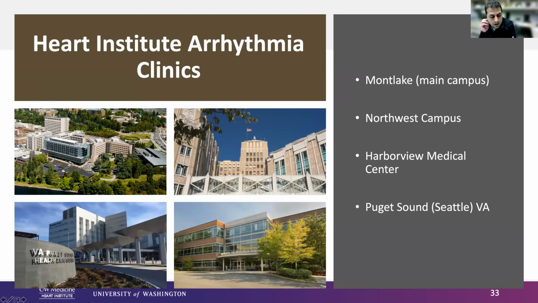Our AFib clinics are available across campus. Our main clinic is at University Hospital in Montlake, the main UW campus. But we also have cardiac electrophysiologists that can provide AFib care and consultation at Harborview Medical Center, at our Northwest Hospital campus, and also at the Puget Sound VA or Seattle VA, who are experts and can give excellent advice on managing AFib.